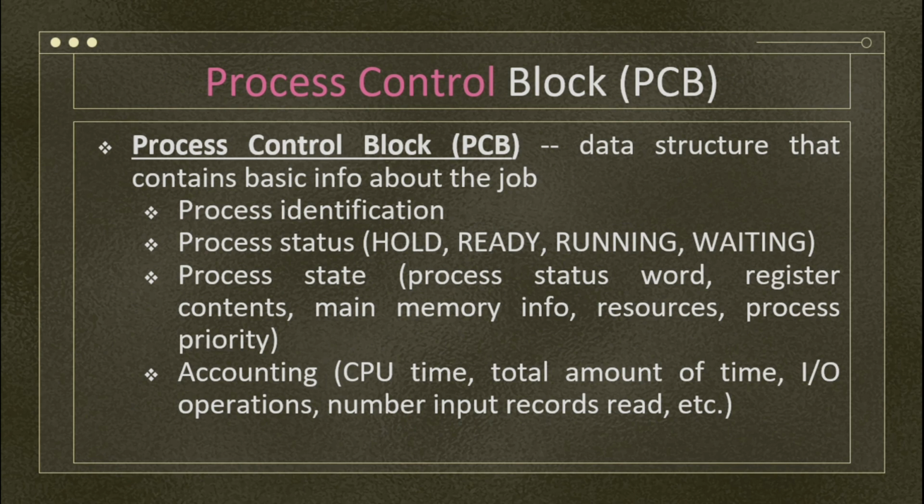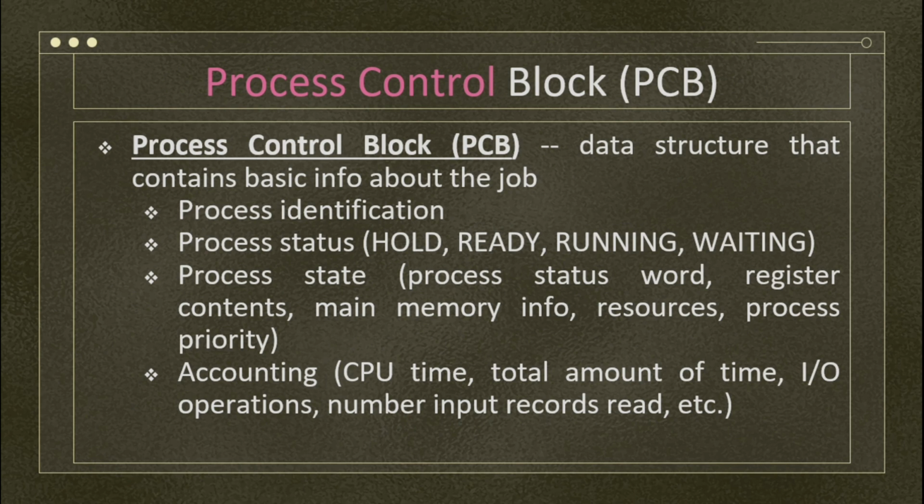Process identification refers to the unique identification assigned to each process running in an operating system. Next is process status, which includes hold, ready, running, and waiting. Process status refers to the current state of a process in an operating system. There are several commonly used process states, which include hold, ready, running, and waiting.